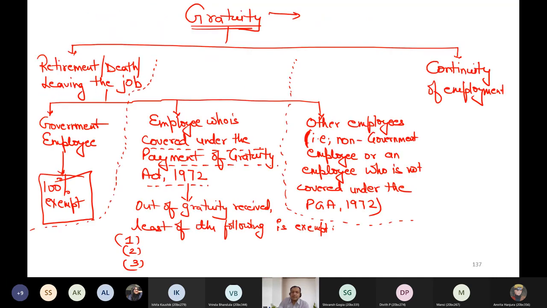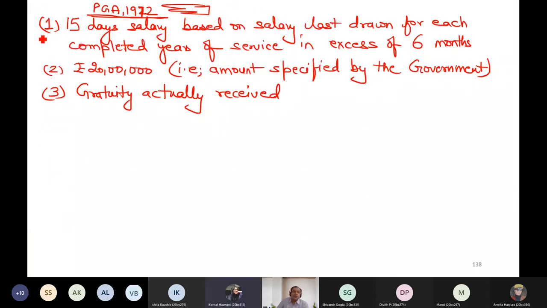Least of the following is exempt. I have written this sentence. Least of the following is exempt. Now can you try, why has some amount been directly given by the government? So that is the maximum amount they want to exempt. Yes. So if my point 1 comes out to be 50 lakh, point 3 comes out to be 80 lakh, point 2 will remain 20 lakh. So the government is giving the exemption, but it has put a limit that in any case your exemption will never exceed 20 lakh. That is the simple reason.